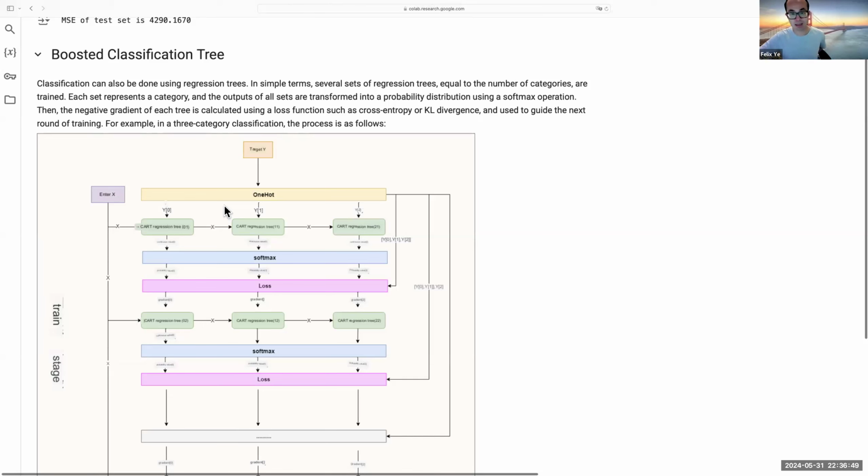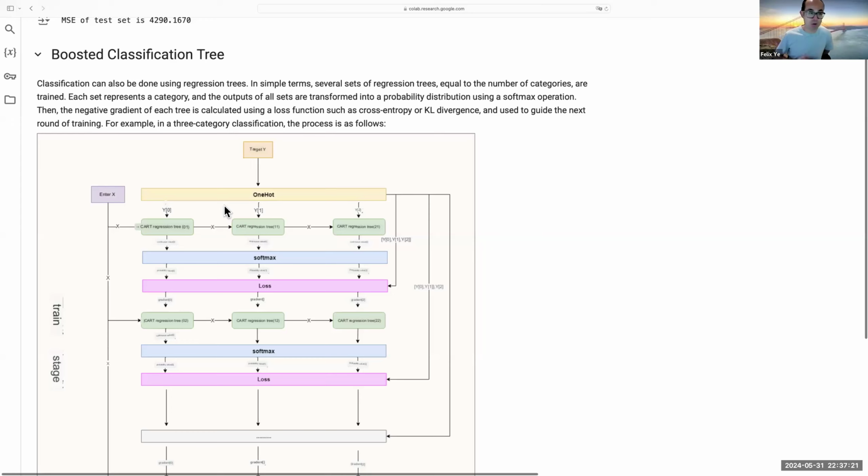Basically, you can think of several sets of regression trees, numbering as many as the categories, and each set will represent a category. Then you output all the sets and transform them into probability distributions using the softmax. So each set outputs a value, like the regressions that we already have. After that, we take the softmax and turn all these values into probabilities.